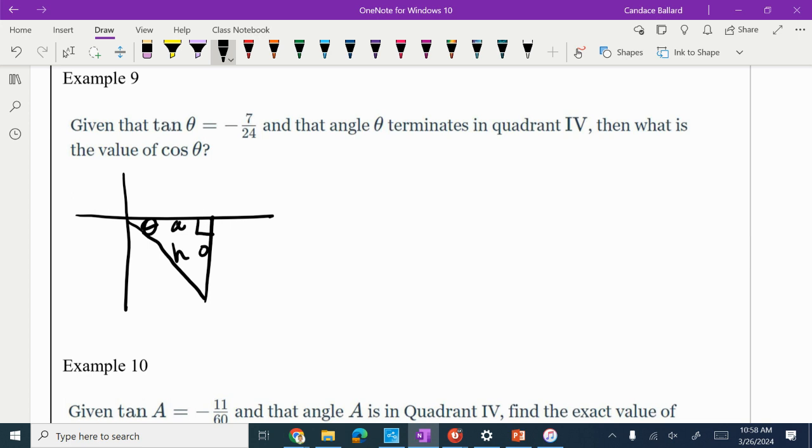Here's what I want you to try. Without me, try it. It'll take you like 10 seconds. I want you to try to label the sides of the triangle with the tangent values there. Label where you think those go, and we'll check it.